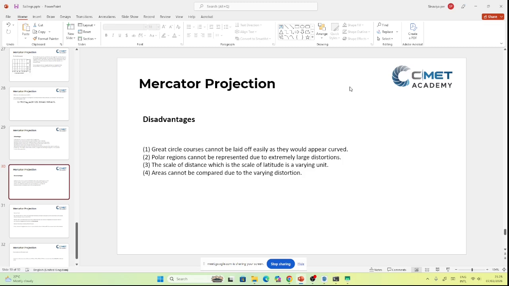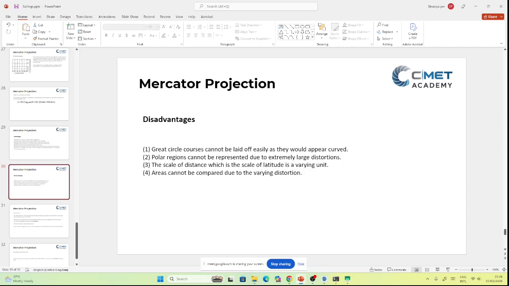Okay, the scale of distance, which is the scale of latitude, is a varying unit. That is the next problem. What does this mean? This you should understand clearly. Let me finish the point number 4 as well. Areas cannot be compared due to the varying distortions. That you understand. For example, Greenland in a Mercator chart will be bigger than Africa, but in reality, Greenland is not.